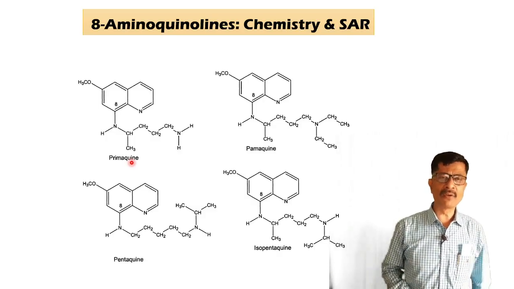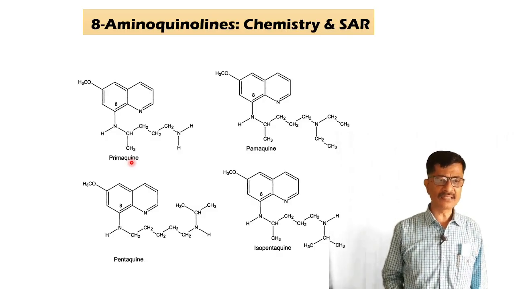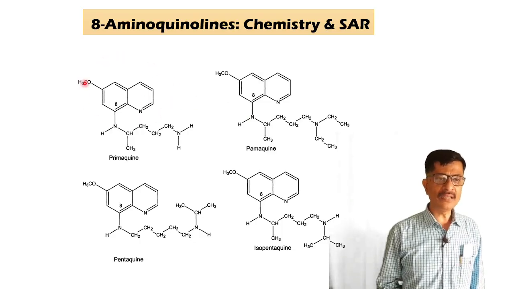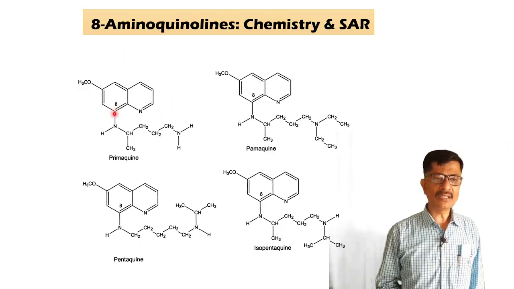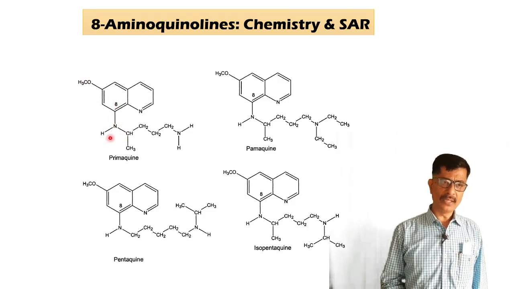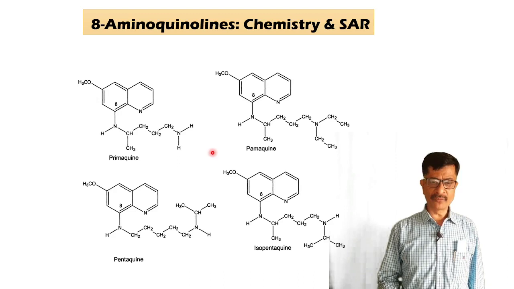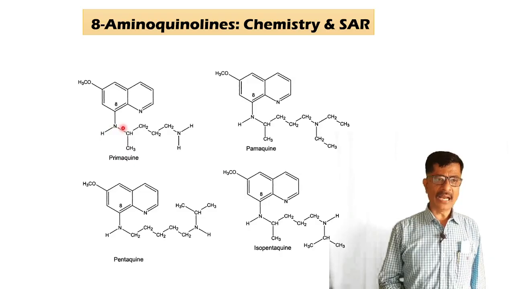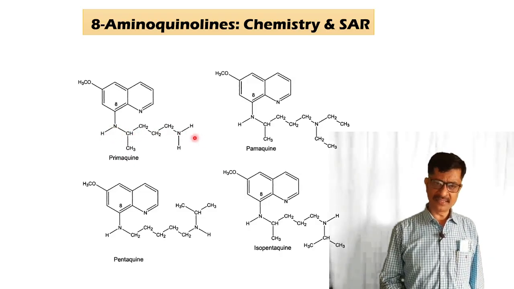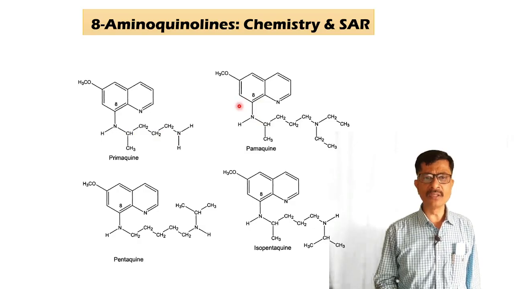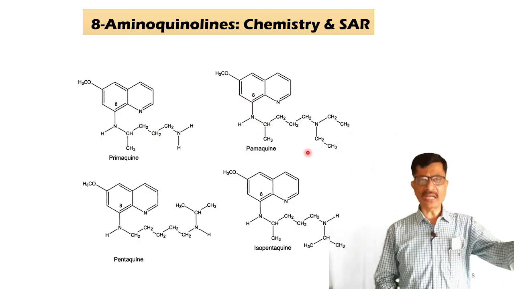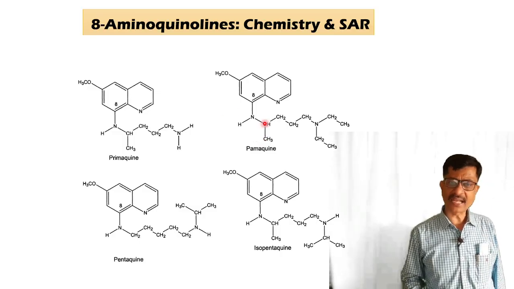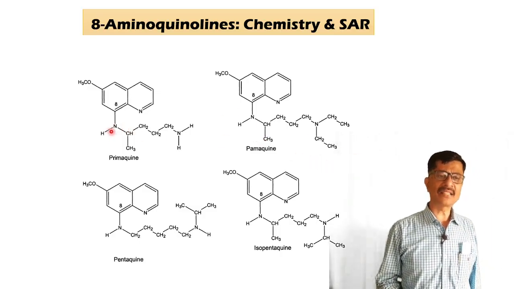Then 8-aminoquinolines as antimalarials. This is a quinoline, with an amine group on the 8th carbon of the quinoline. So these are 8-aminoquinoline analogues: primaquine, pamaquine, pentaquine, and isopentaquine. These are 8-aminoquinolines, and there is a carbon side chain substituted on the 8th amino group, like the 4th amino in the 4-aminoquinolines. Here the side chain is placed on the 8th amino group.